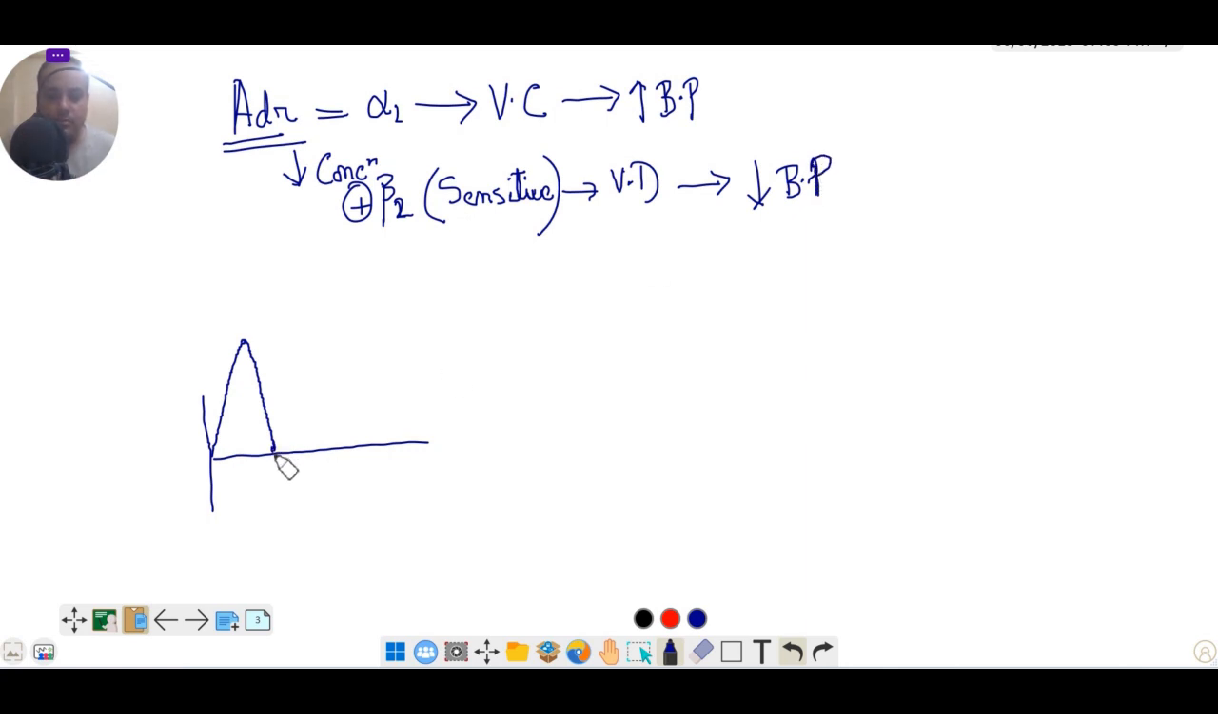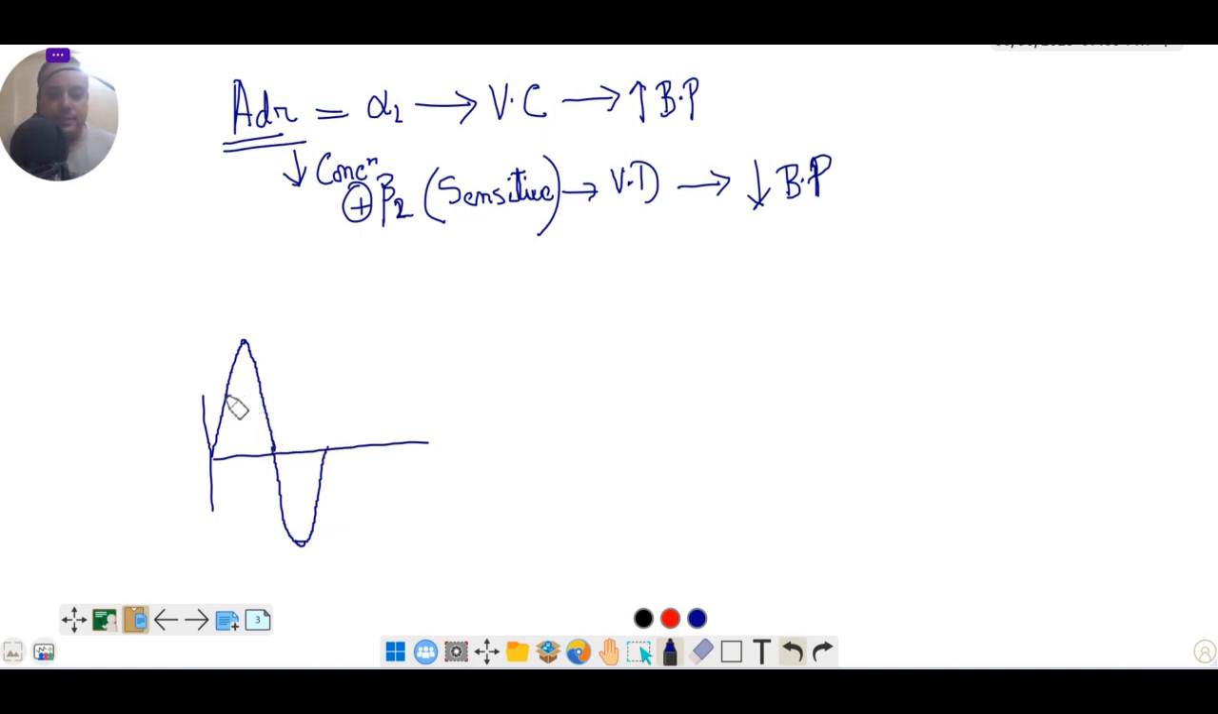So now the BP will keep on decreasing. After some time again, since the metabolism of adrenaline is going on, once the action of adrenaline on beta 2 also is finished, the vasodilation will be over and the BP will now come back to the original point or the normal point.